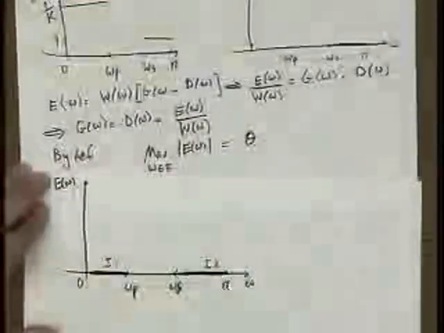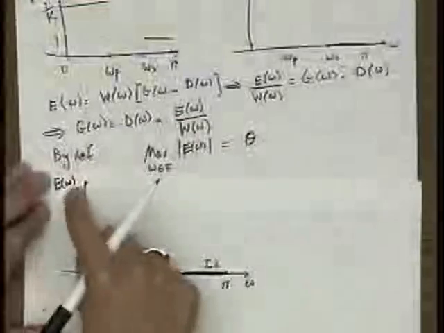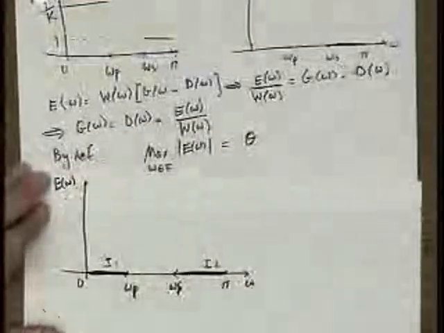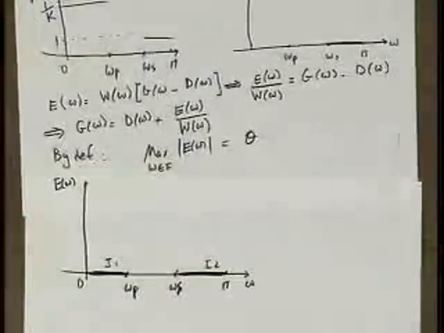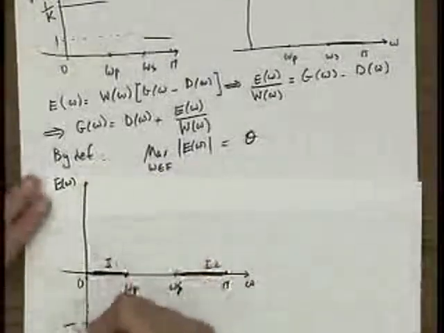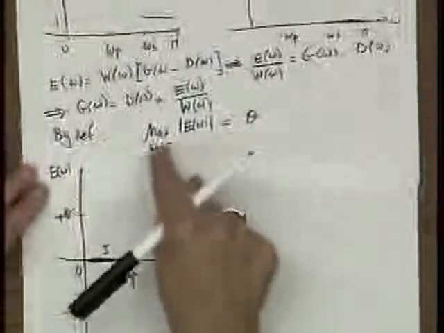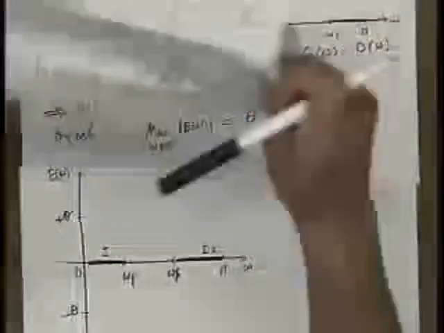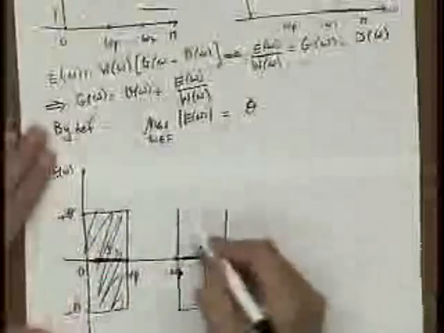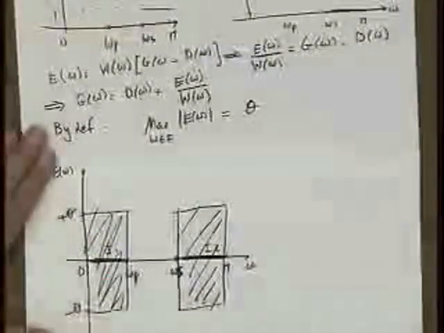So if the maximum value of the absolute value of E of omega is no bigger than theta, what range of values can E of omega have? Between plus theta and minus theta, right? So here's minus theta, here's plus theta, and this is the maximum value over omega in the range F, and F we just defined as the union of I1 and I2. It's a subset of the interval pi. So E of omega itself in this range can be anywhere here, and that's why I shade it. And in this case, it could be anywhere here. Again, I shade it like that.